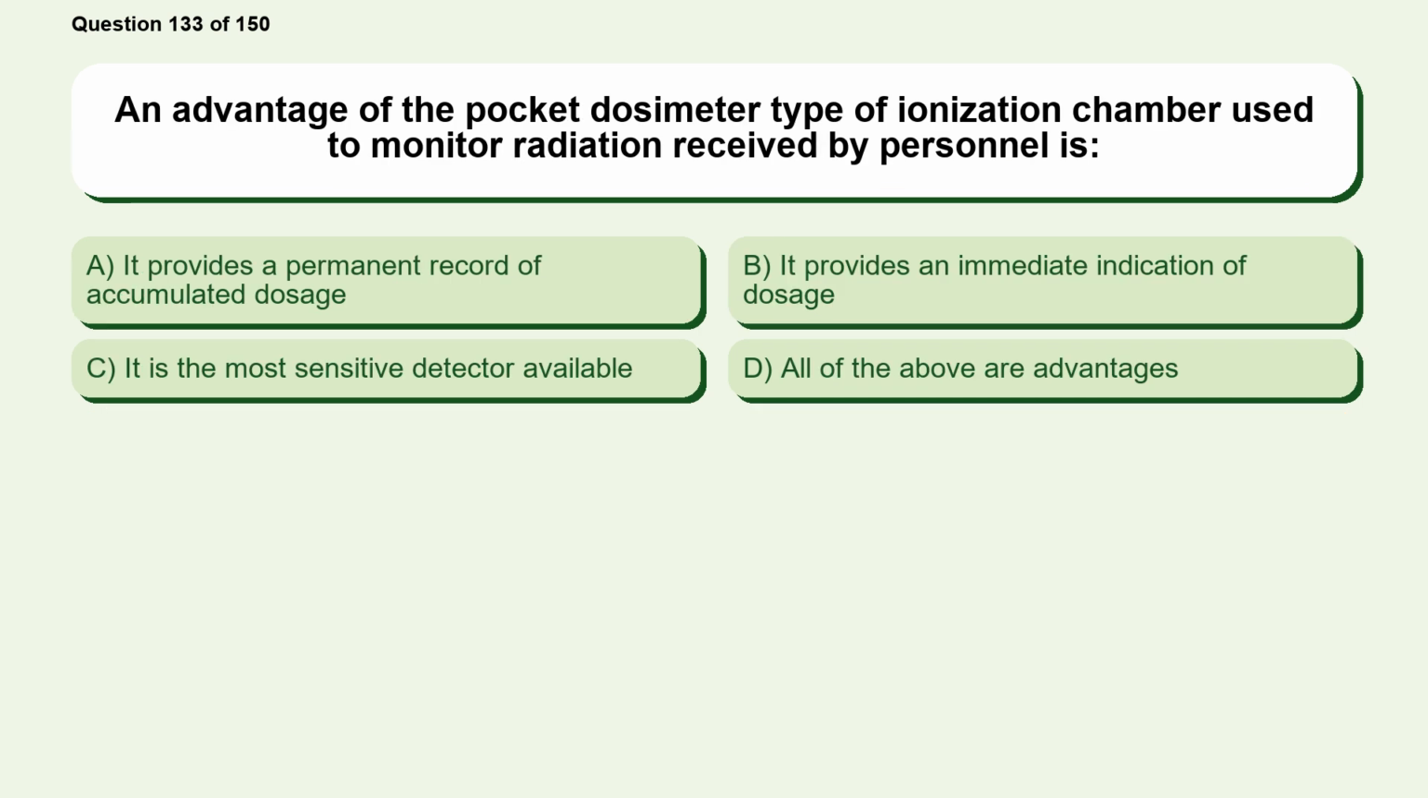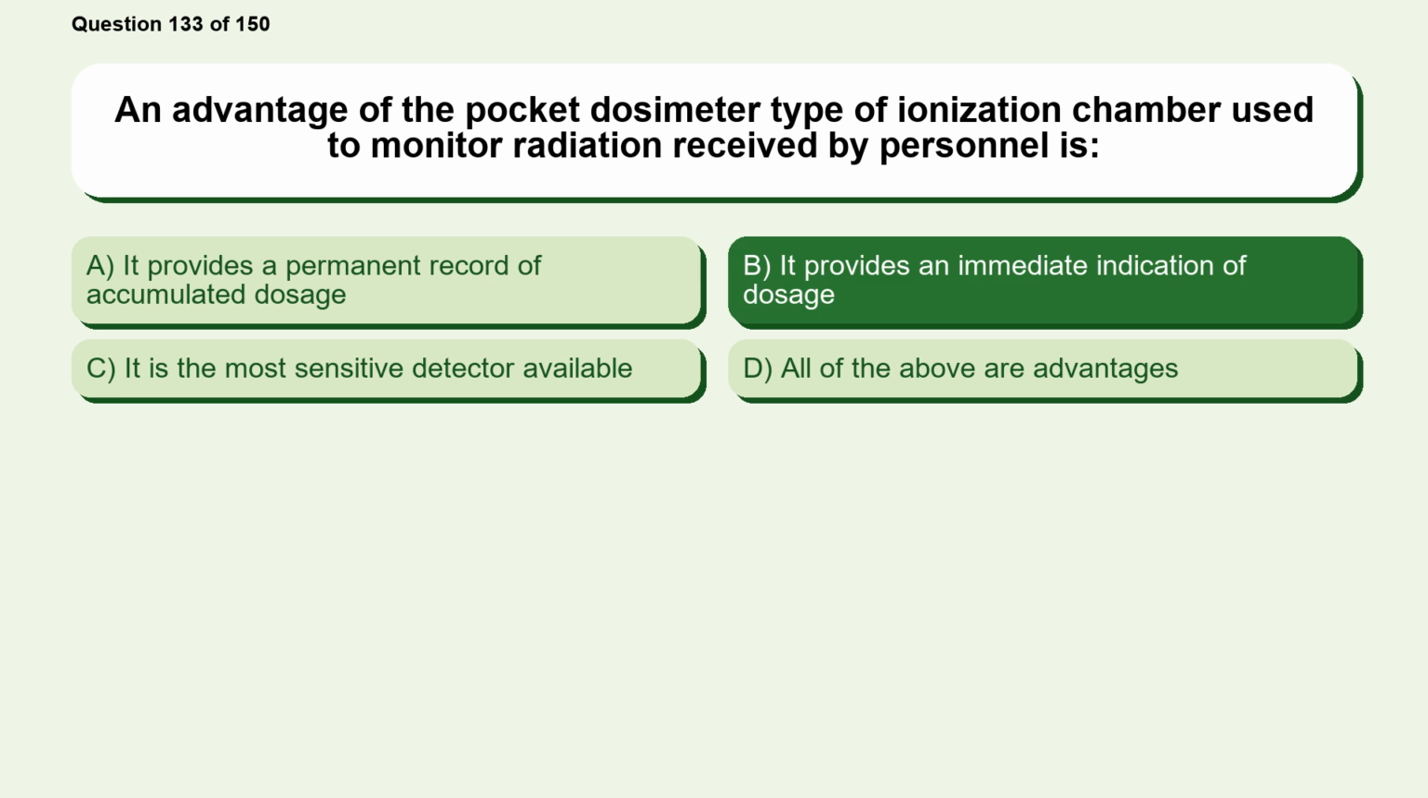Question 133. An advantage of the pocket dosimeter type of ionization chamber used to monitor radiation received by personnel is: Option A, it provides a permanent record of accumulated dosage. Option B, it provides an immediate indication of dosage. Option C, it is the most sensitive detector available. Option D, all of the above are advantages. The correct answer is option B. It provides an immediate indication of dosage.